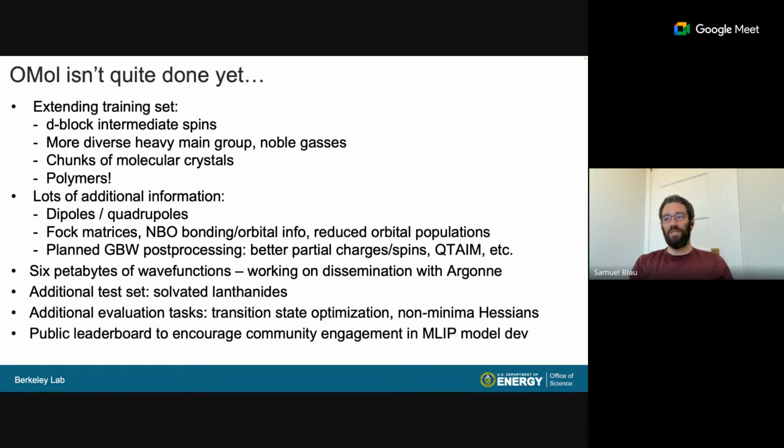We have additional test set and evaluation tasks. And finally, we'll be posting a public leaderboard to encourage community engagement in machine learning potential development, to push forward our ability to do complex computational chemistry models.